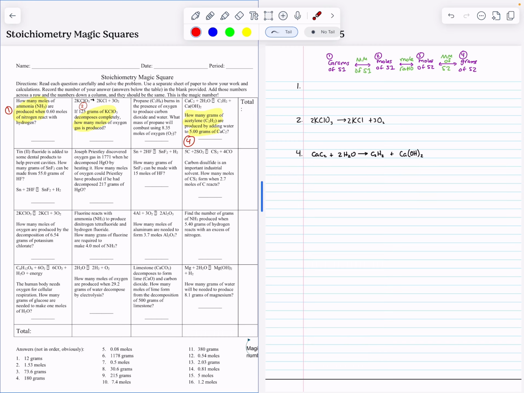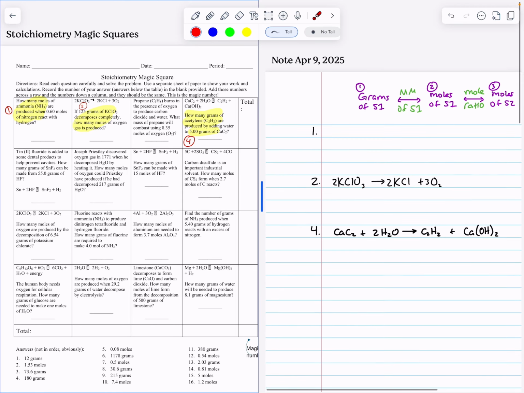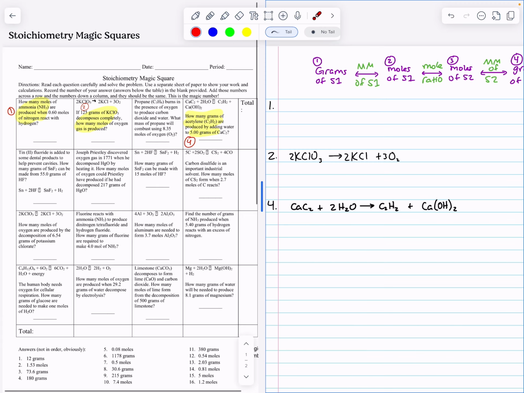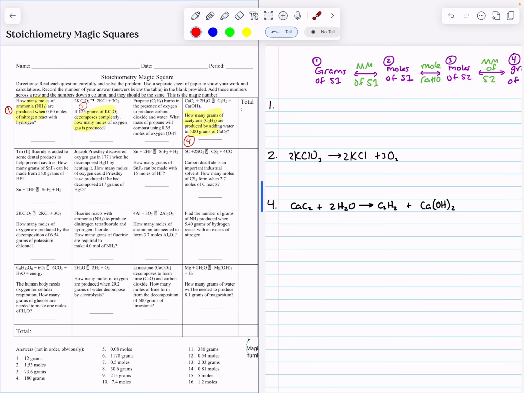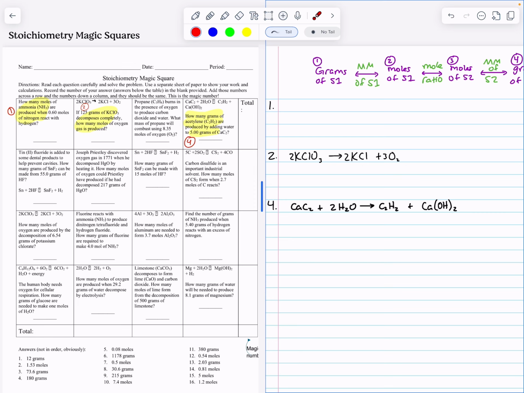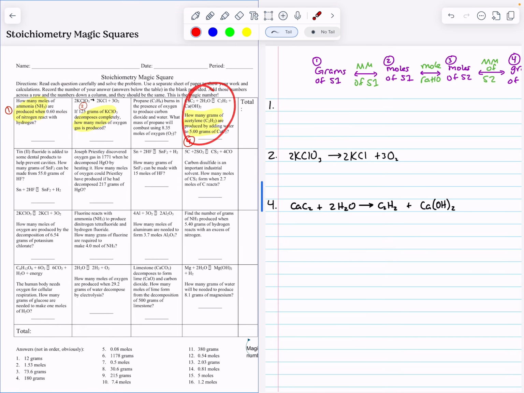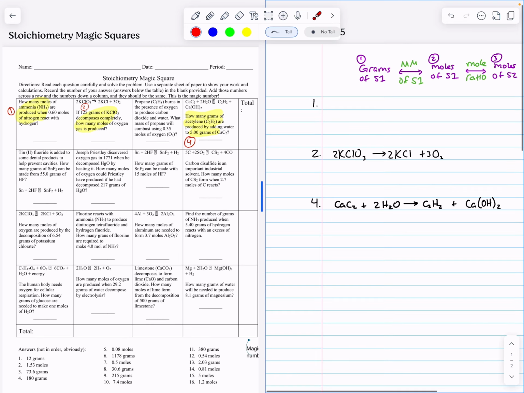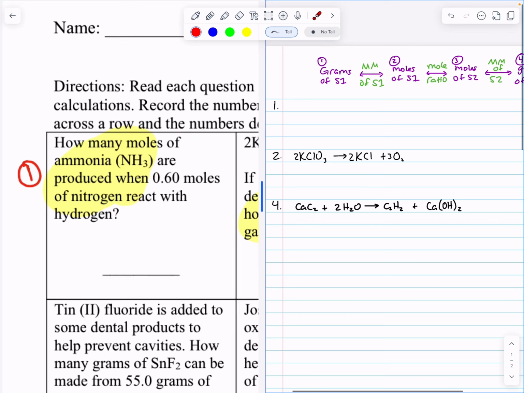Okay, so first things first, I started off with my map. I drew the map. There's a slide like this in the PowerPoint with the map. We're doing number 1, but number 1 doesn't give us a reaction, so I just left it blank. Number 2 gives us a reaction, so I wrote it here. And number 4 gives us a reaction, so I wrote it here. So we're doing these 3 together. We'll start with number 1.